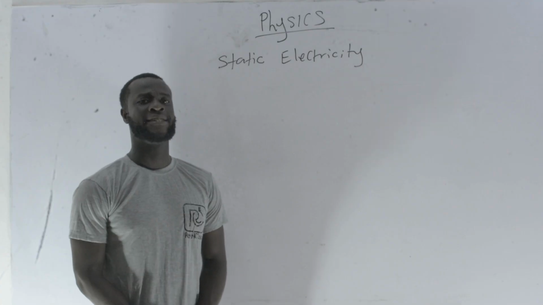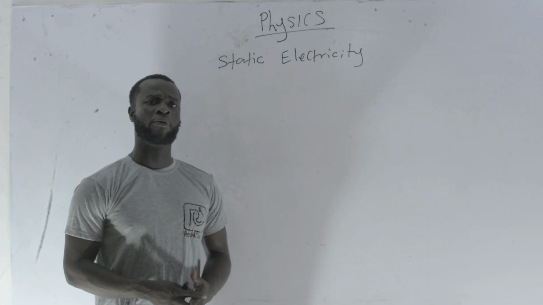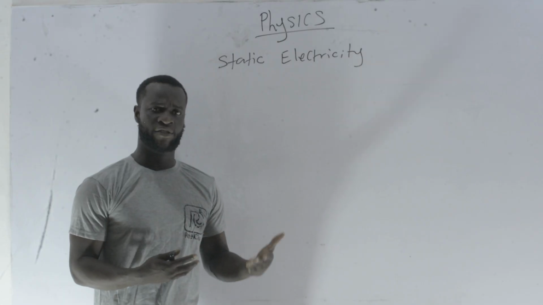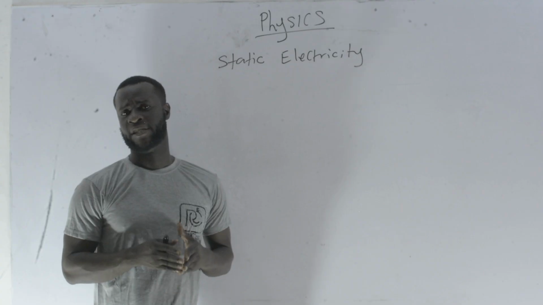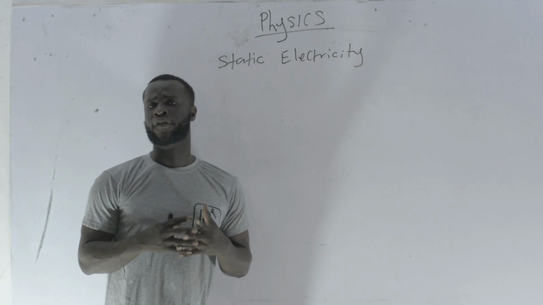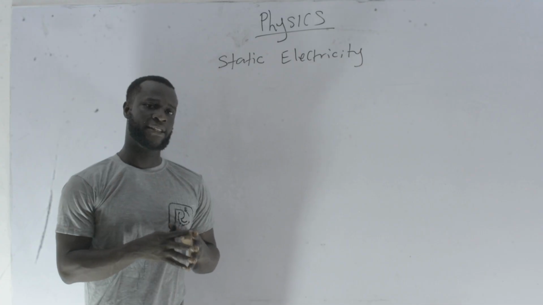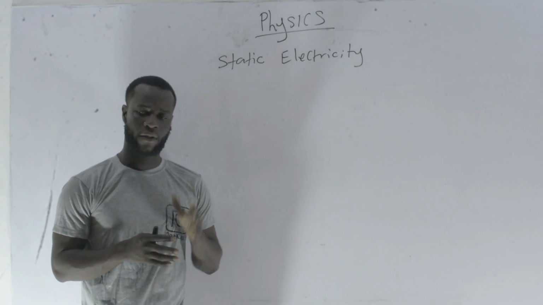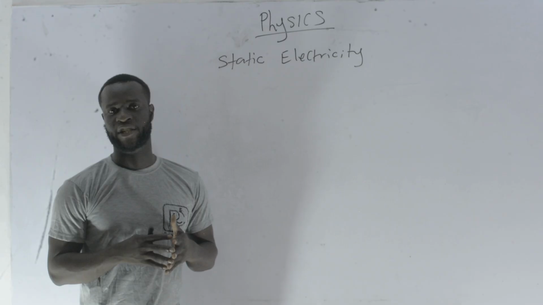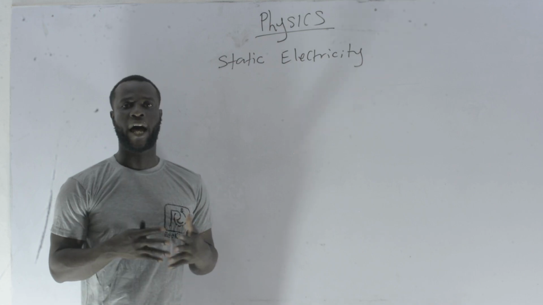Today, we'll be discussing static electricity. Now, from the name, we can already get the concept of what static electricity is all about. Static electricity is basically the study of charges at rest. There is a fundamental law of electrostatics, and the fundamental law of electrostatics states that like charges will repel and unlike charges will attract. There are two types of charges in nature, positive and negative.